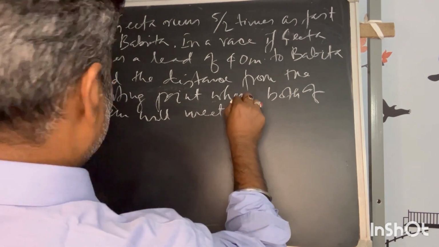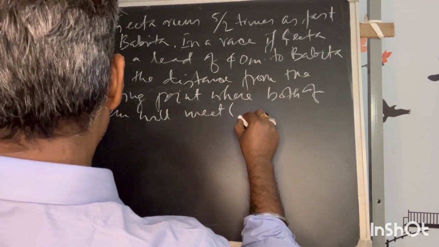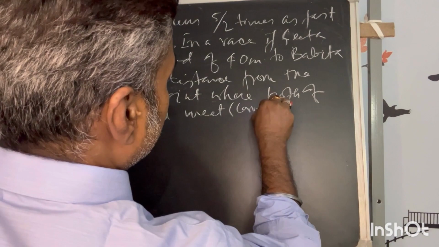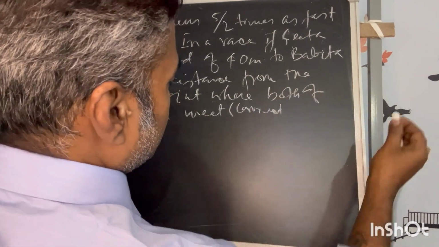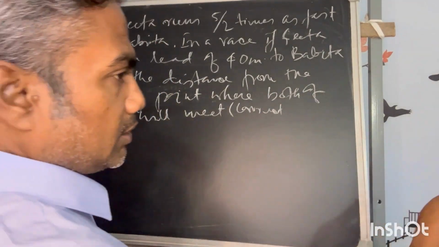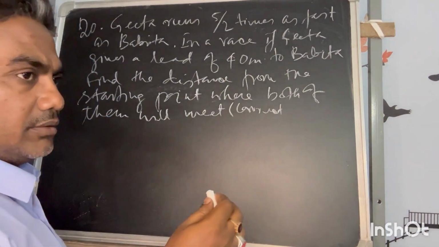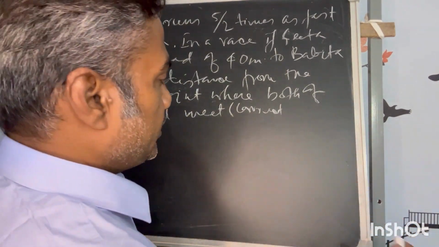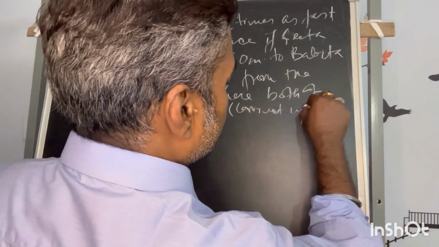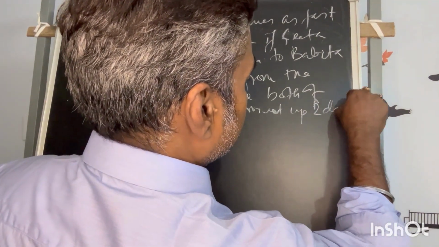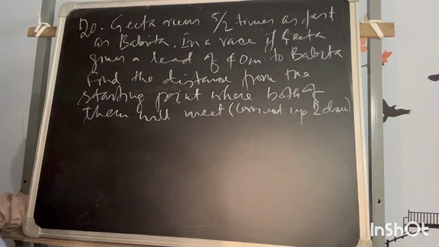Okay, so it has said correct up to 2 decimals. Maybe a recurring number will come after the decimal, so correct up to 2 decimals, it has said. You have to take your answer accordingly.